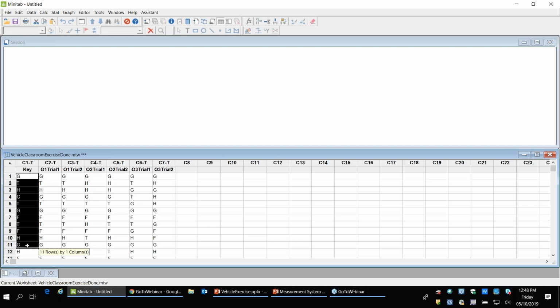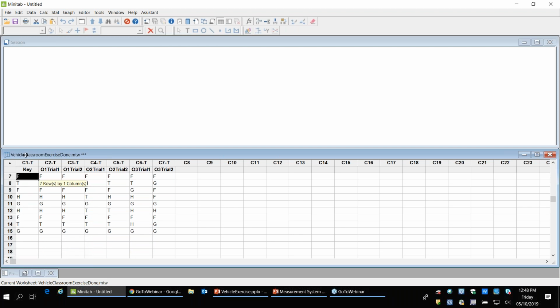So again, each one of the assessments has a known correct answer, and that's shown in this column here, which is the key. And then these are my different assessors. Operator 1 had his 2 assessments, Operator 2 had her 2 assessments, and then Operator 3 had his 2 assessments. So we're going to see how they did in this attribute agreement analysis.